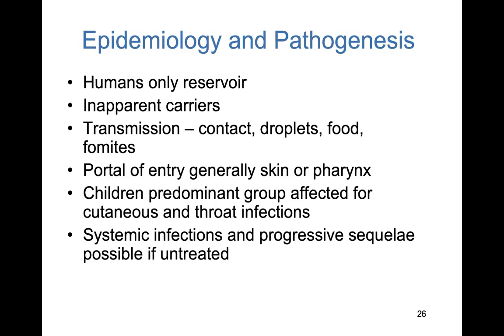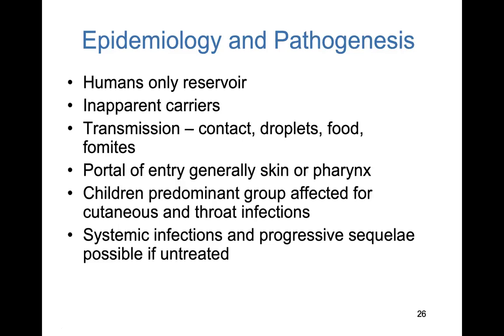And some people are inapparent carriers, and we talked about this at the beginning of the course. Like, if I have a sore throat, sometimes I have it and I am asymptomatic. I don't know I have it, but in the past probably 5 years, so that would be 15 or 18 classes, I've had it 4 times. Didn't even know I had it. Transmission is through contact, droplets, food, or fomites. Port of entry is generally the skin or the throat, the pharynx.